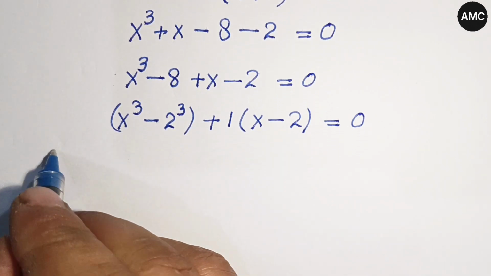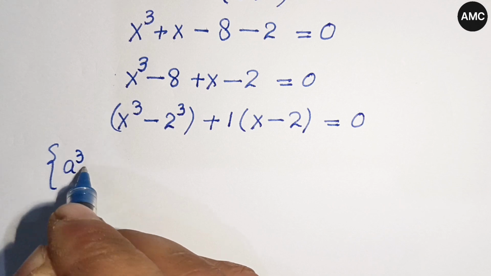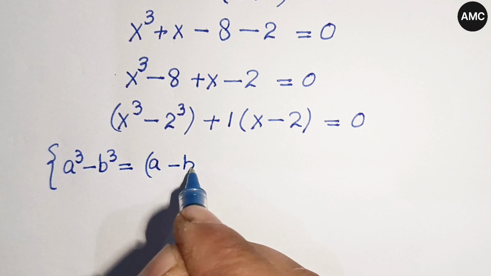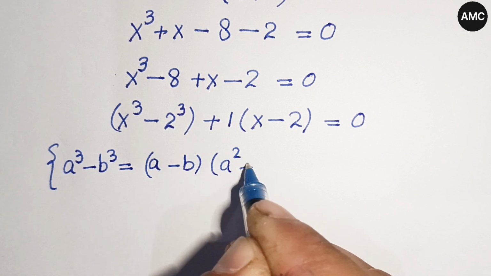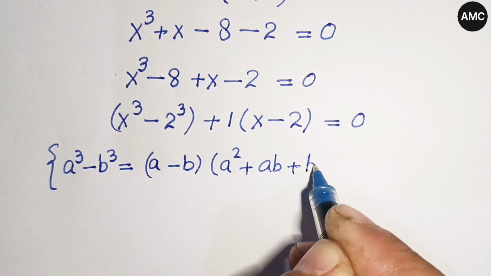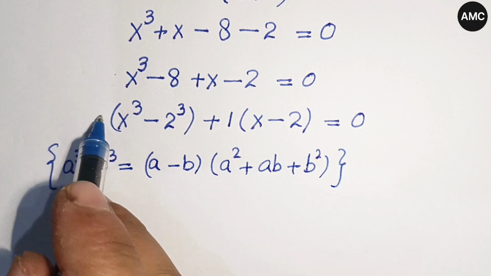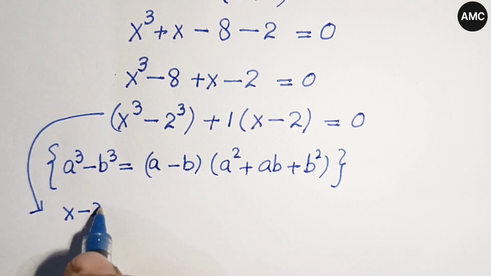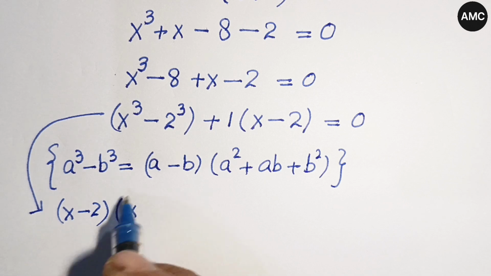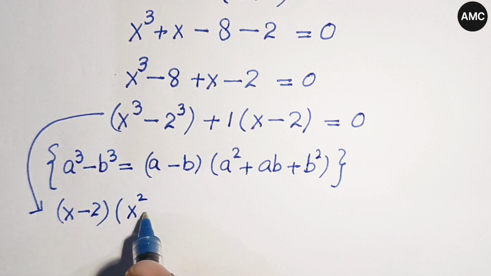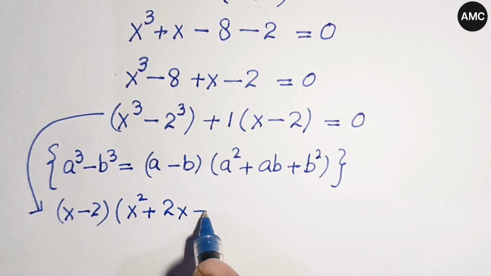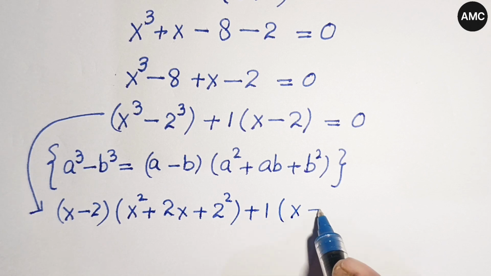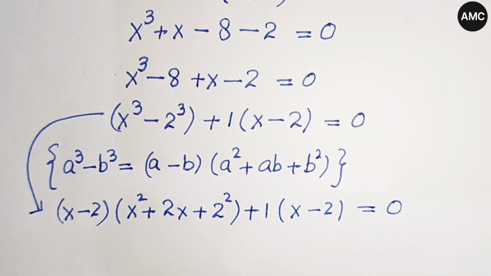Now using algebraic identity, as we know that if we have a cubed minus b cubed, then it is equal to a minus b times a squared plus a times b plus b squared. So using here, then this step will be x cubed minus 2 cubed will be x minus 2 times, that is here we have x squared, and plus 2 times x and plus 2 squared. Here plus 1 times x minus 2, which is equal to 0.